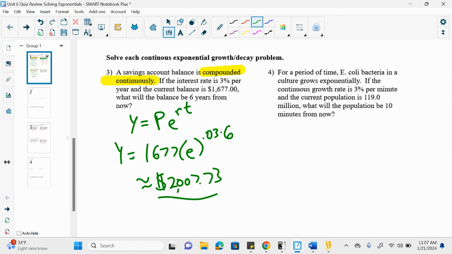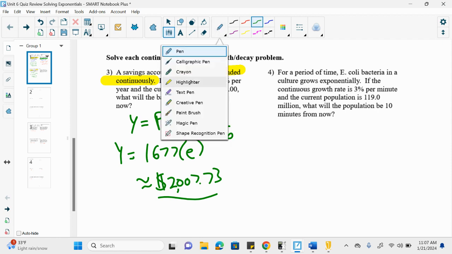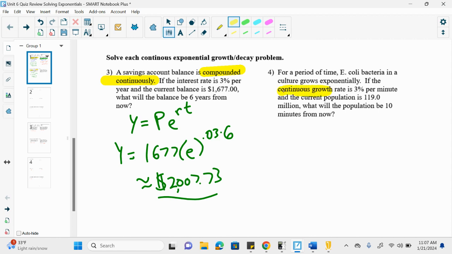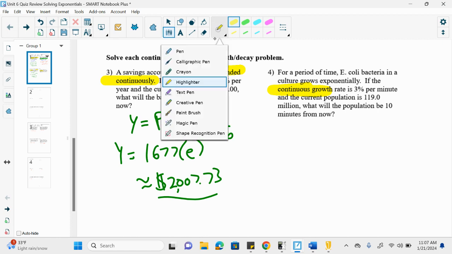Okay. Let's look at 4. For a period of time, E. coli bacteria in a culture grows exponentially if the continuous growth, okay, so continuous growth, key phrase that introduces e into our problem, is 3% per minute. Current population is 119 million. What will be the population 10 minutes from now?